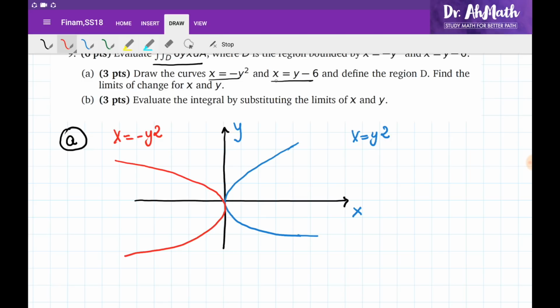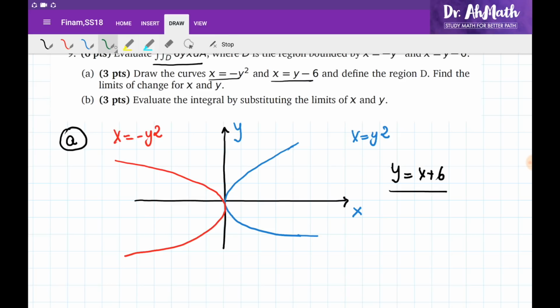And the second curve is x equals y minus 6, or we can write this as y equals x plus 6. So this is going to be a line. In order to draw this, we need to find two points. So let's substitute x equal to 0. In this case, y is equal to 6.